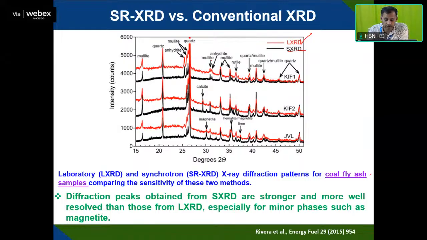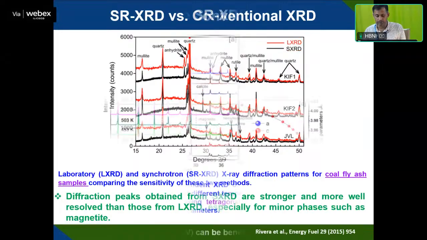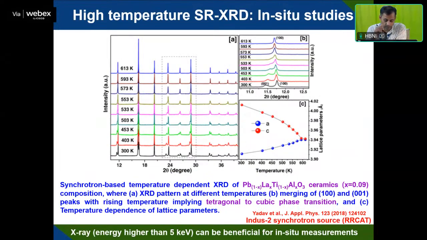You can see these are the peaks, the intensity. You can see how additional peaks can be observed in the case of using synchrotron XRD, and even a very low concentration of impurity can be identified using this type of XRD.